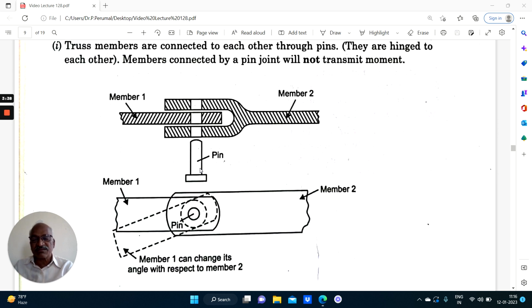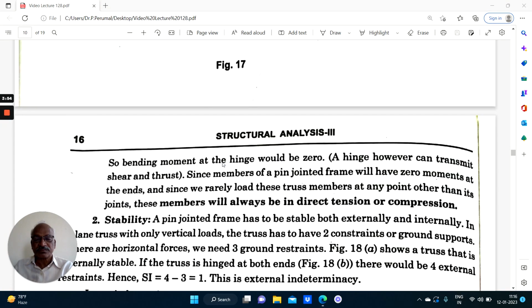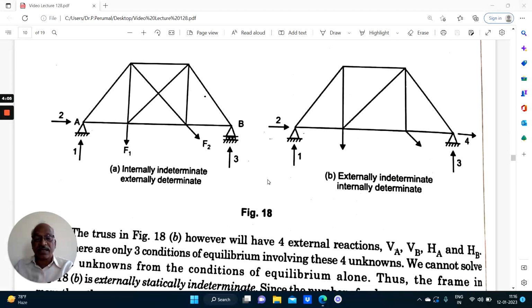The truss will never get loaded in between the members. The loads are assumed to be transmitted only through the joints, and the members are assumed to be connected by pin joints only. This is what we assume. Even though the reality is different, we make these assumptions, and only with these assumptions do we proceed.